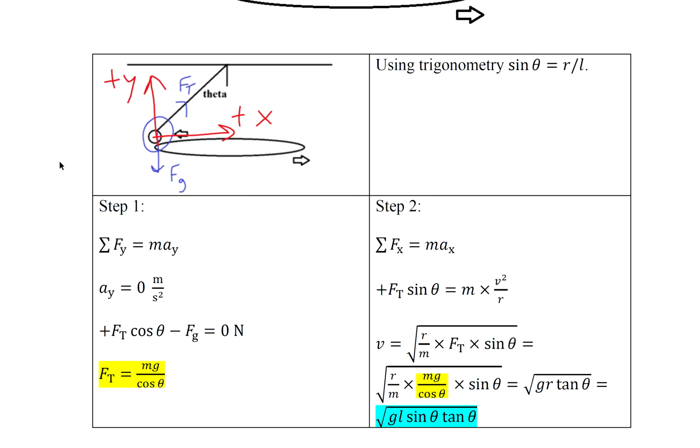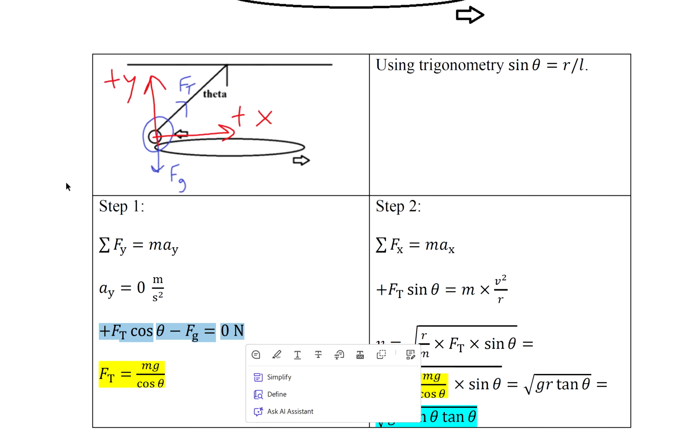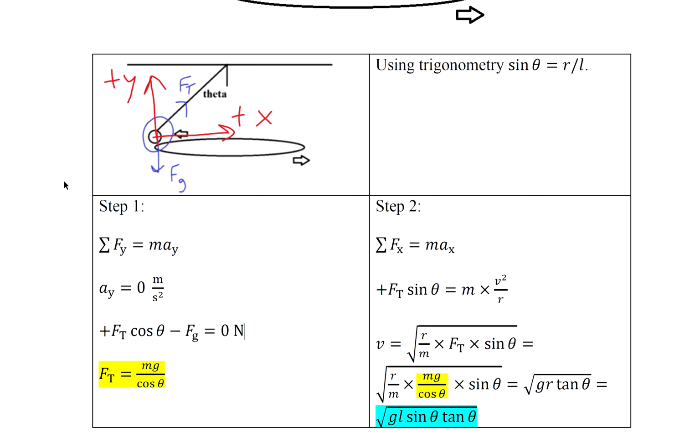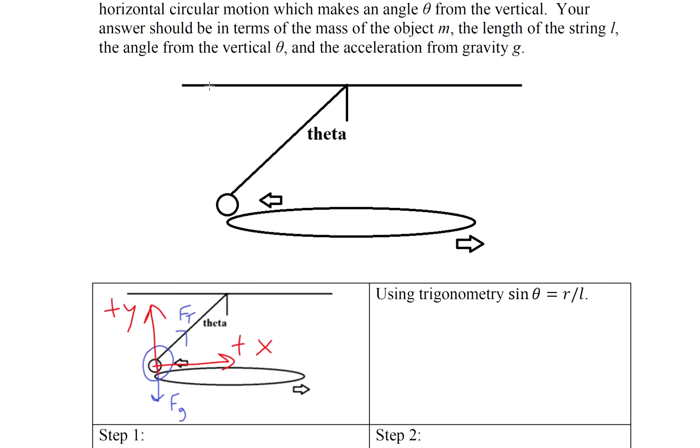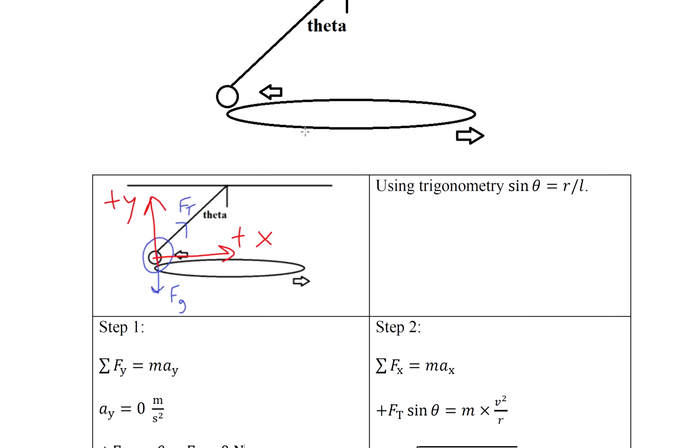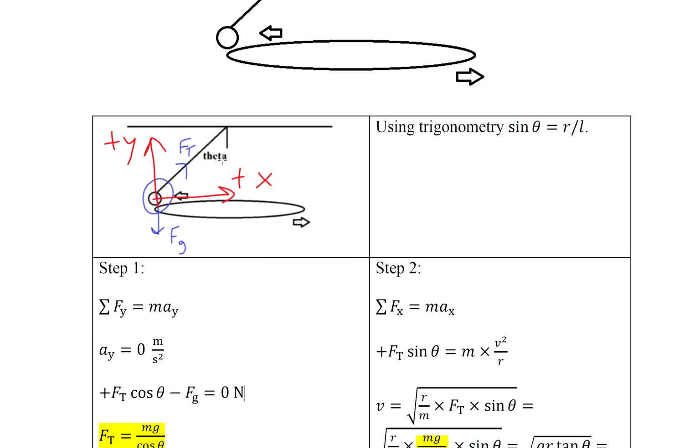What forces do we have on the y-axis? We have force tension cosine theta minus force of gravity equals 0. Now the reason why it's cosine theta is because theta here is from the top. So that theta from the top is going to be from the vertical if we're looking at the object.